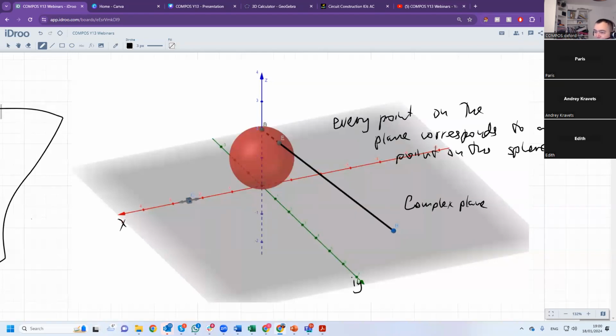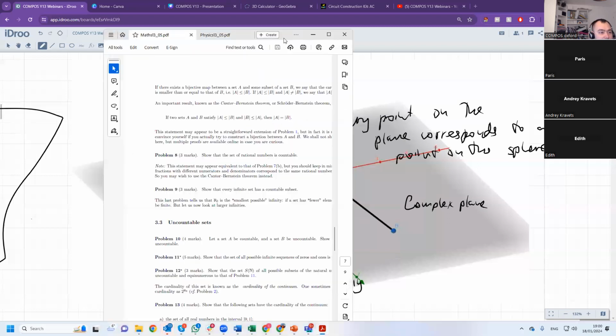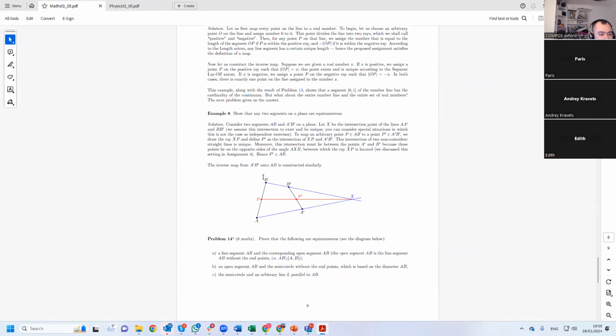Okay, and you have some sort of similar tasks in here, such that any two segments on the plane are equinumerous. So these are similar things. The semicircle and an arbitrary line. So this is very similar to what I've just done. Actually easier than what I've done.